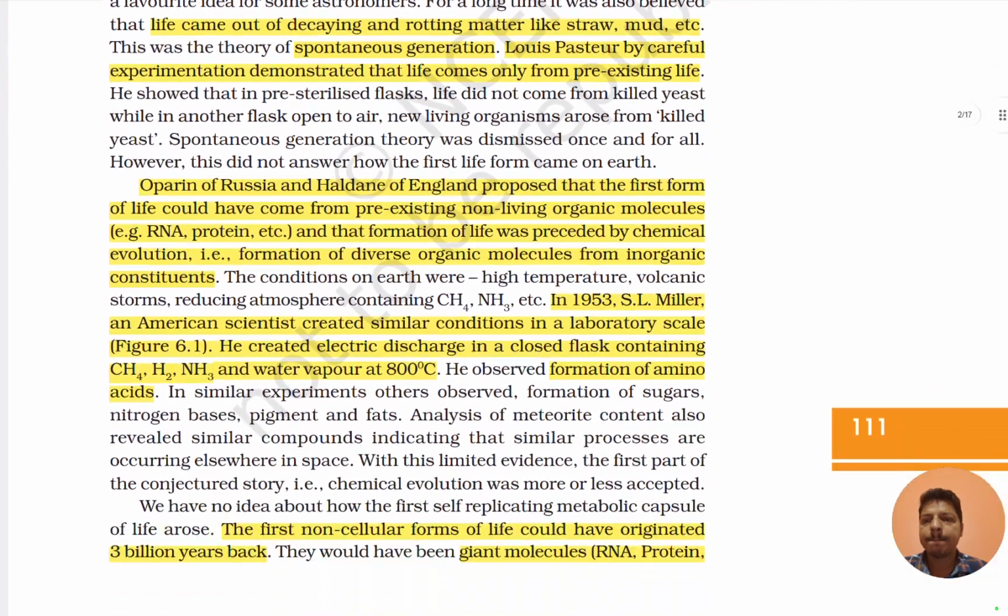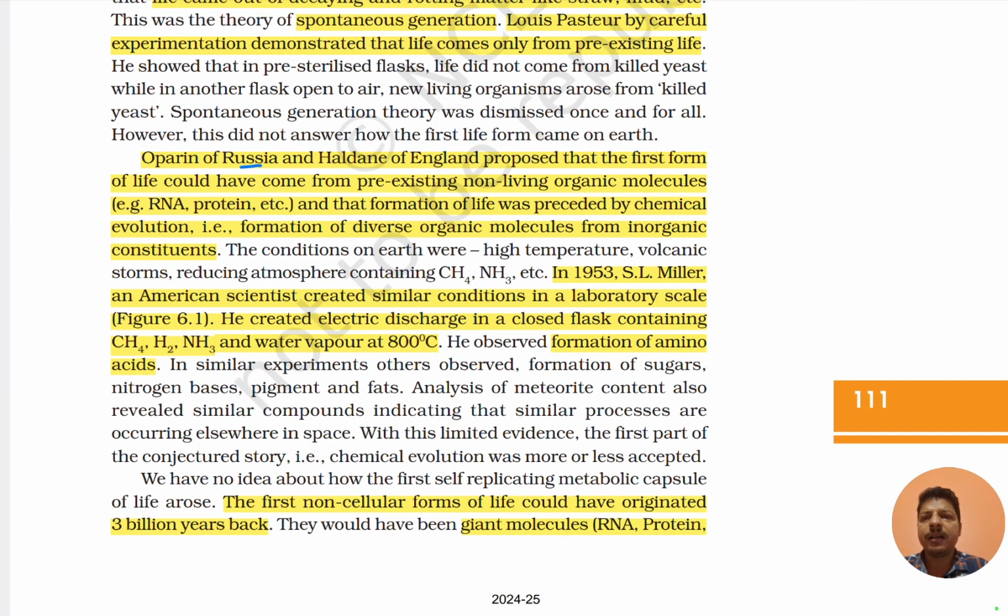Then Oparin of Russia and Haldane of England proposed that the first form of life could have come from pre-existing non-living organic molecules, for example RNA, proteins, etc. And that the formation of life was preceded by chemical evolution, like formation of diverse organic molecules from inorganic constituents. The conditions of earth were initially high temperature, volcanic storms, eruptions, and a reducing atmosphere containing CH4, NH3, etc.